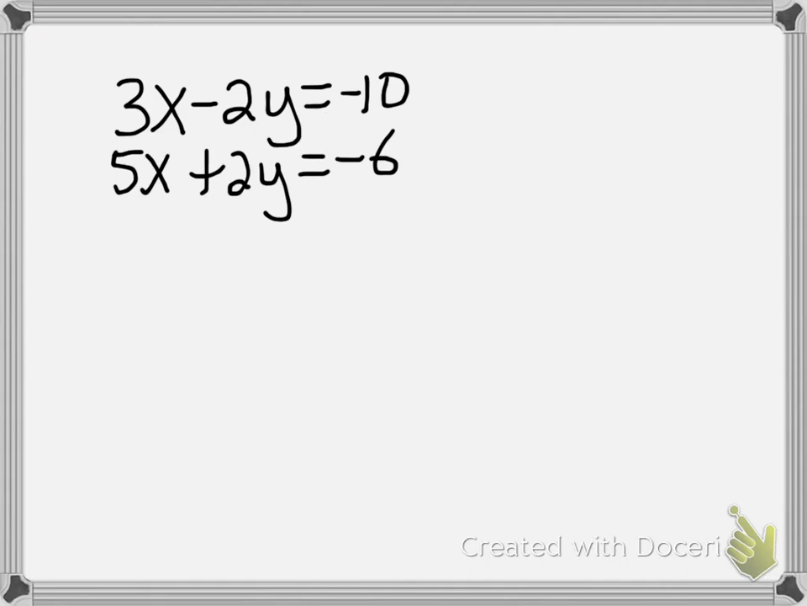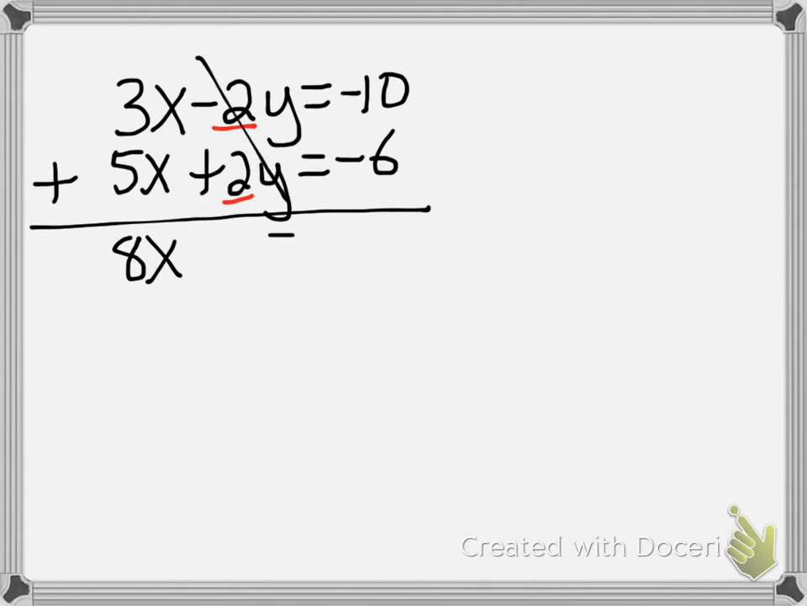In this one, when I look at it, I have a negative 2y and I have a positive 2y. So when I add these two, those two are going to be eliminated because they're going to cancel. So 3x and 5x gives me 8x. And negative 2y and positive 2y will cancel, so my y value is gone. And negative 10 and negative 6 is negative 16. So now it's a very short, easy equation to solve for x.